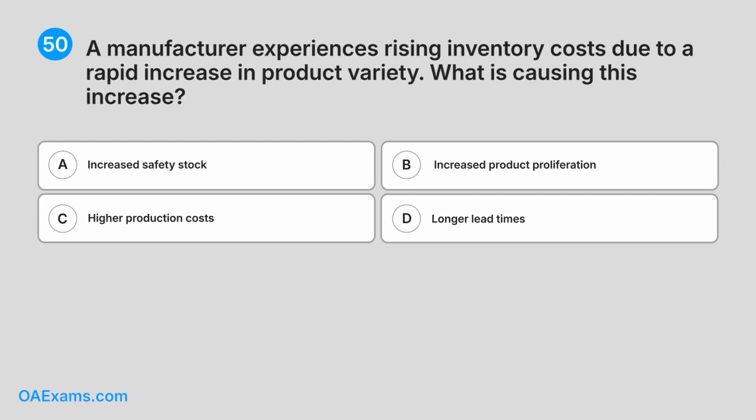50. A manufacturer experiences rising inventory costs due to a rapid increase in product variety. What is causing this increase? A. Increased safety stock. B. Increased product proliferation. C. Higher production costs. D. Longer lead times. Can you guess the answer?